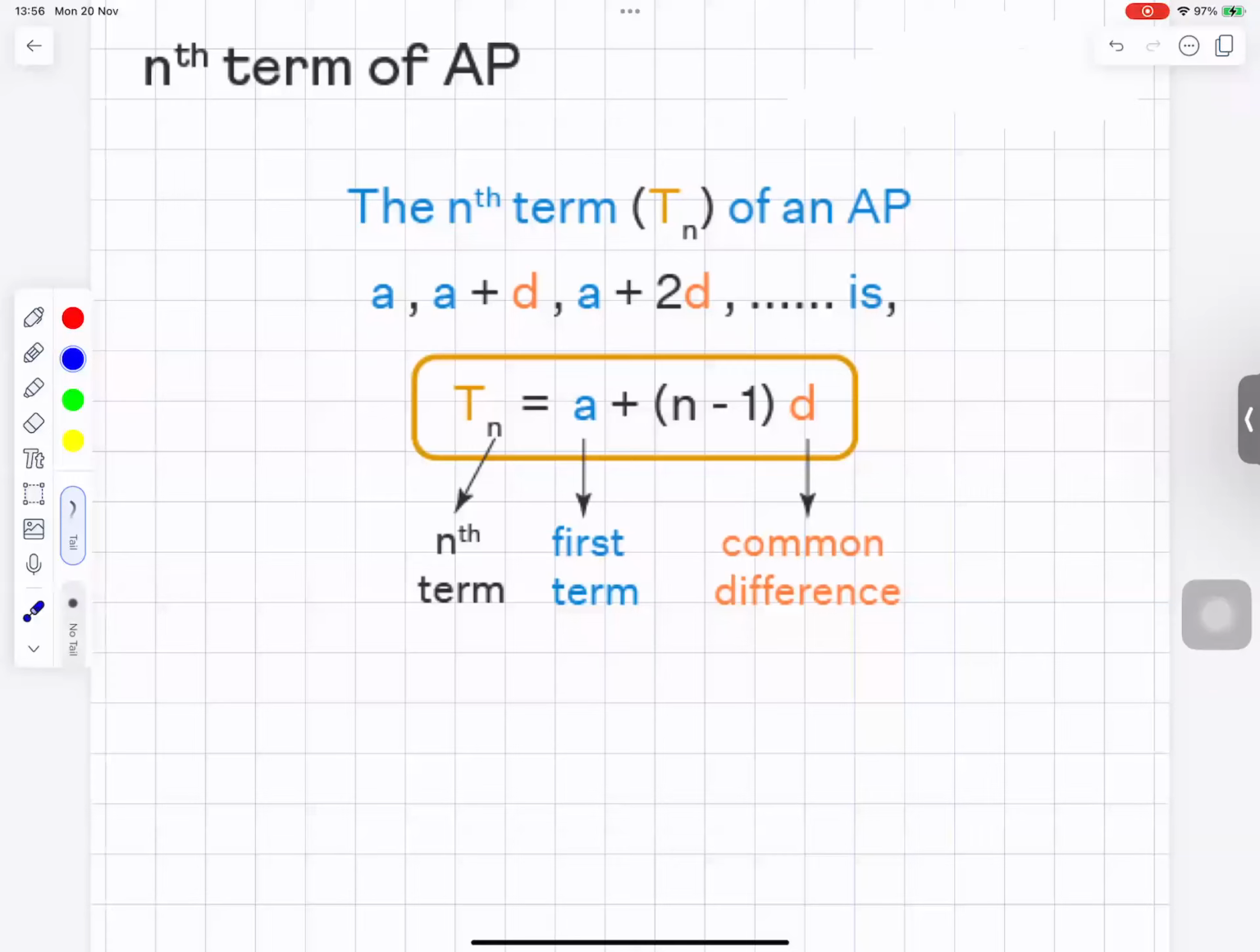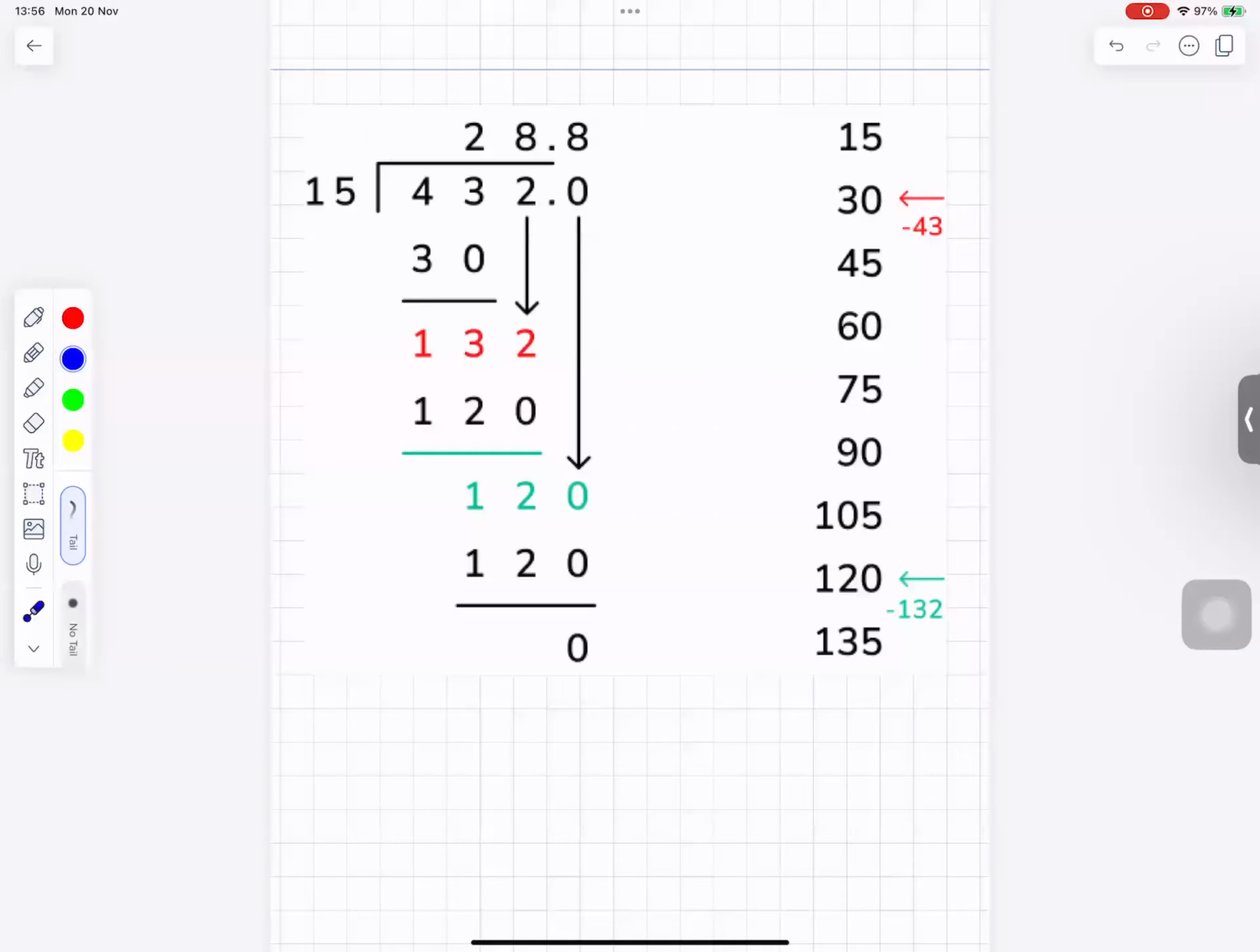And this is the formula for the nth term of an arithmetic progression. Sometimes they'll use U, and sometimes they use T, but that's the nth term: the first term, a, plus n minus 1 times d. You can learn that to help you.